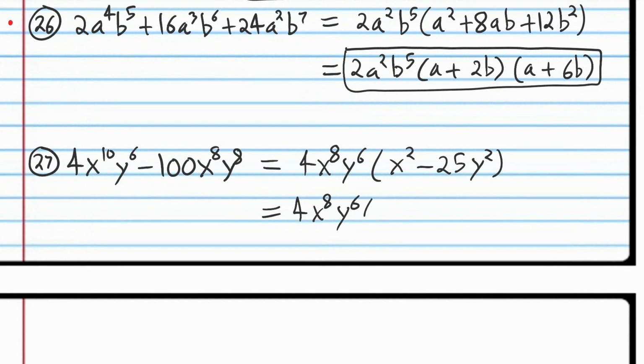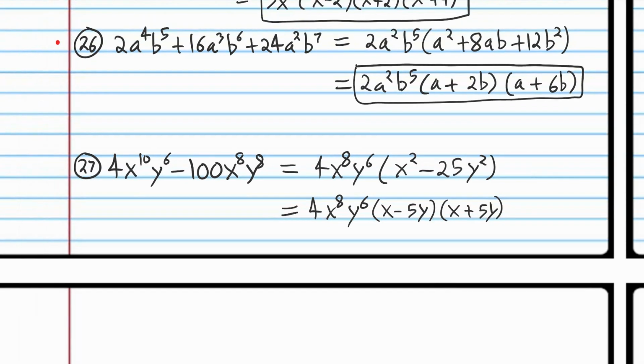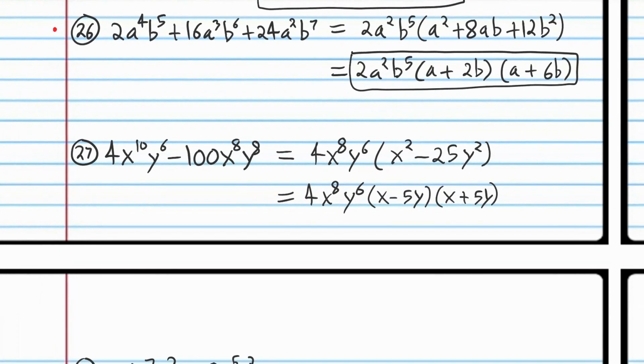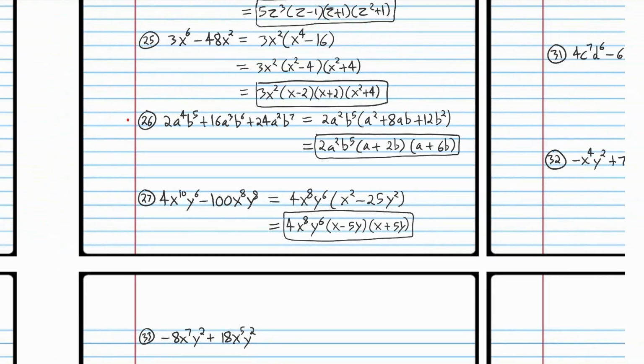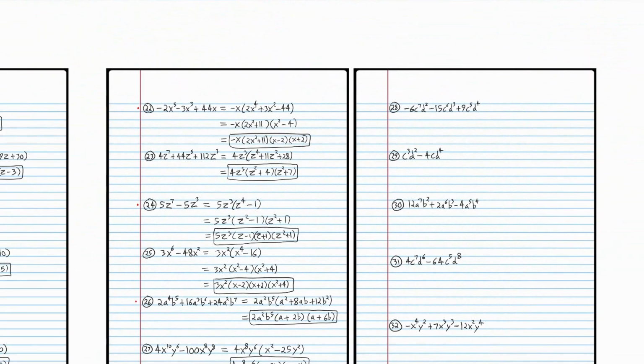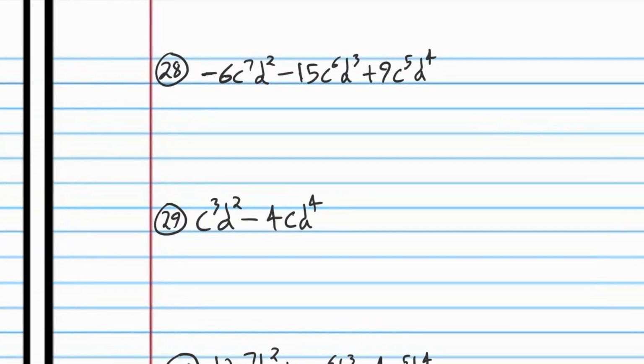So it's going to be x and x, and what number times itself equals 25? That's going to be 5. But we need a y because it's negative 25y squared. So there we go for that one. So let's try 2 more of these before you try some on your own.